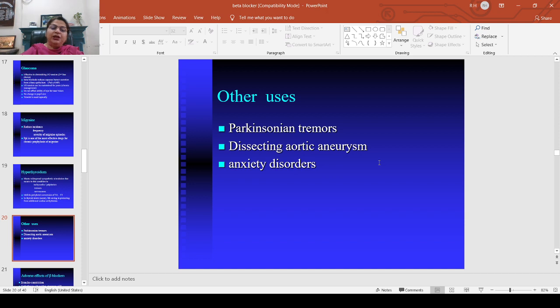Other than these, beta blockers can be used in Parkinsonian tremors, dissecting aortic aneurysm, and anxiety disorders. In anxiety disorders, it calms the patient as the sympathetic stimulation is blunted.